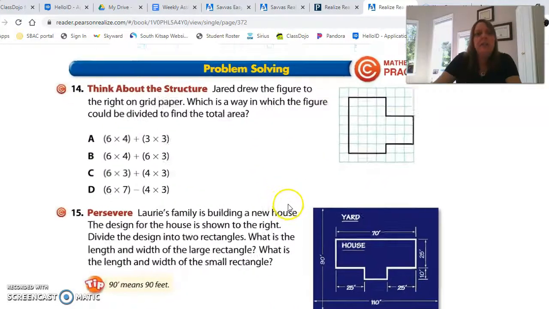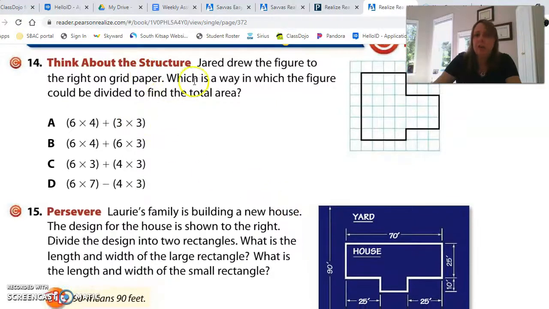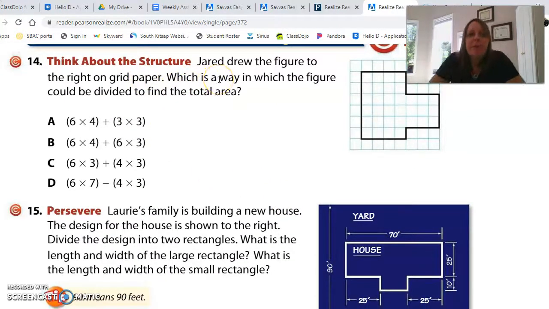All right, this one says, think about the structure. Jared drew the figure to the right on grid paper, which is a way in which the figure could be divided to find the total area. So now we have to take what we've learned and figure out how we could cut this shape. These are multiple choice. So can we say 6 times 4 plus 3 times 3?